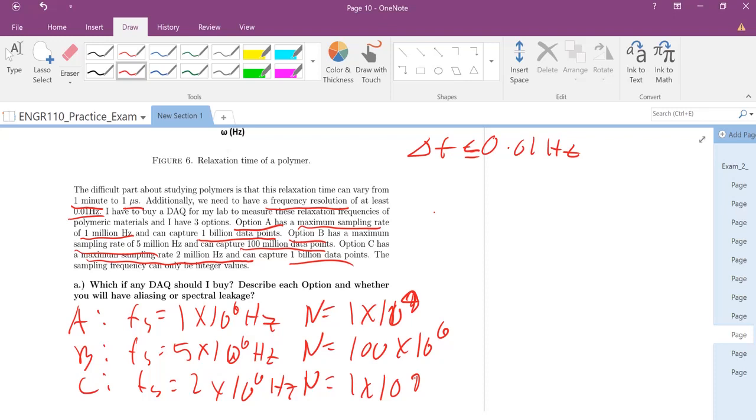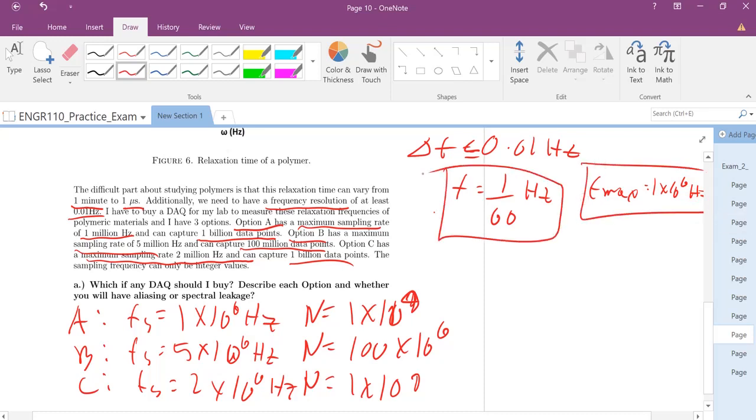So for 1 minute, my F for that signal is just going to be 1 divided by 60 hertz. And my maximum frequency of my signal is going to be 1 over that microsecond. 1 microsecond is 1 times 10 to the minus 6. So my F max is going to be equal to 1 times 10 to the 6 hertz. That's it. We have our F max.